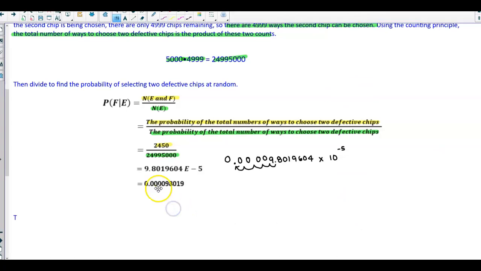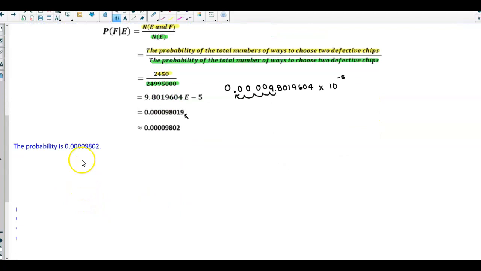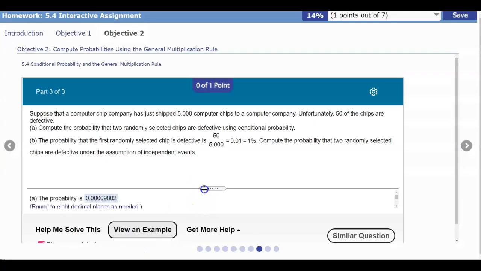So we end up getting 0.000098,019, and they want us to round this to the nearest 8 decimal places. So this 9 is telling us to round up that 1 to a 2, and therefore there is our result. We would say that the probability is 0.00009802. And let's take a look at our result, and there is our answer.